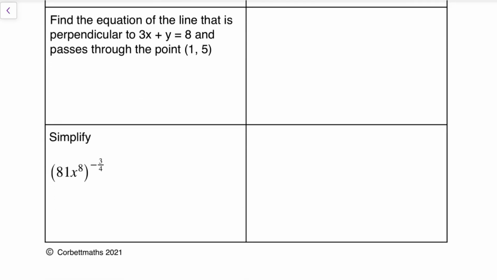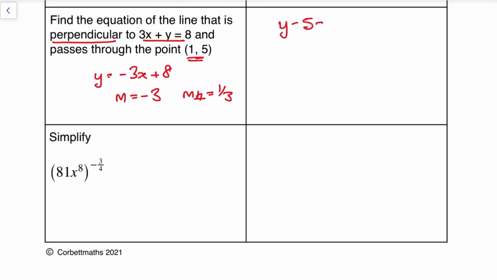Find the equation of the line that is perpendicular to 3x plus y equals 8 and passes through the point. All right, so this is, again, another one of these skills we just need to be quite good at. It doesn't actually say how to leave the answer, so I'll give you 2 different ways of doing it. First thing, I'm going to rearrange the original equation. So that's going to give me y equals minus 3x plus 8, which means the gradient for the original line is minus 3. And it means my perpendicular gradient is a negative reciprocal, which is going to be a third. Now, I'm going to use the y minus y1 method. So that's going to be y minus 5 equals a third times x minus 1.